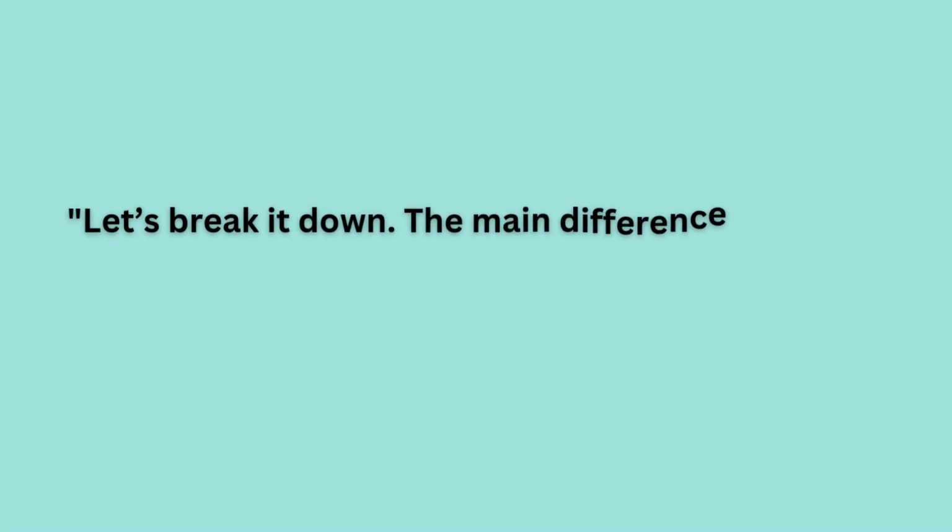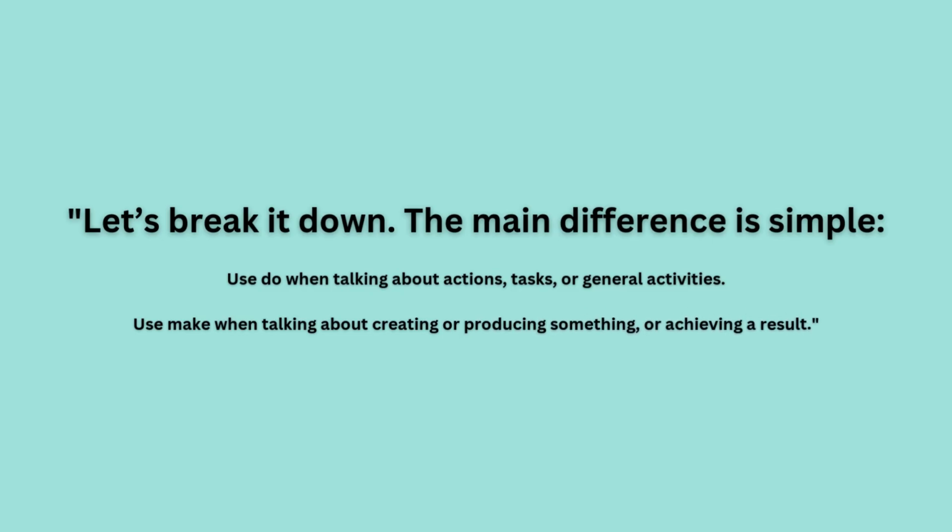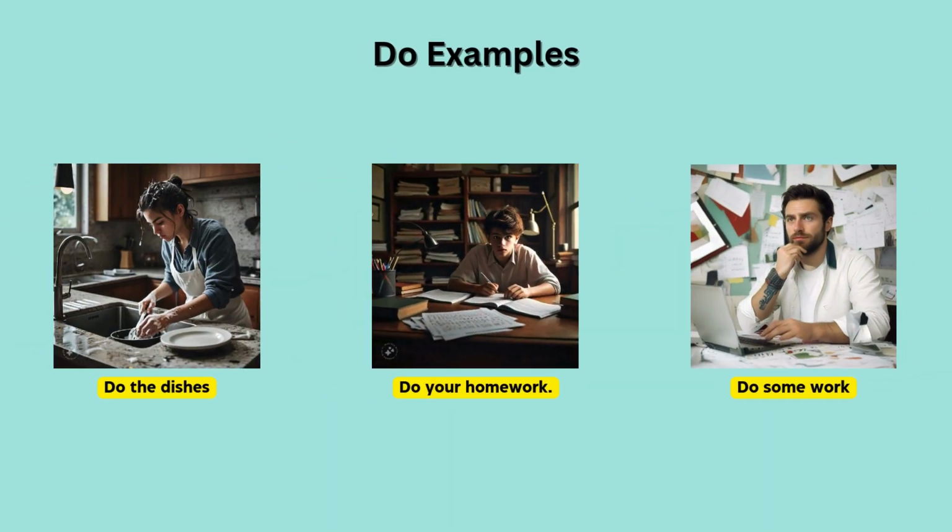Let's break it down. The main difference is simple. Use do when talking about actions, tasks, or general activities. Use make when talking about creating or producing something or achieving a result. Do the dishes. Do your homework. Do some work. Think of do as something that involves work or responsibility. It's about completing a task or an action.